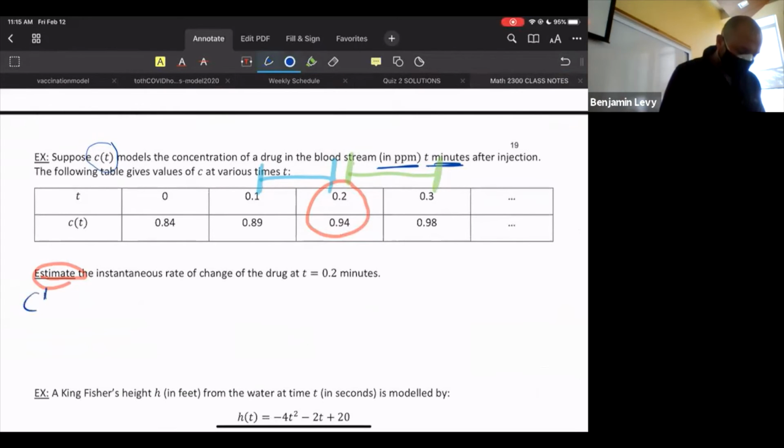So the derivative C prime at 0.2 is approximately, right? The squiggly equal sign is important. It's showing that we're not being exact, we're approximating this. And I'm going to use the formula above there. So it's 1/2.